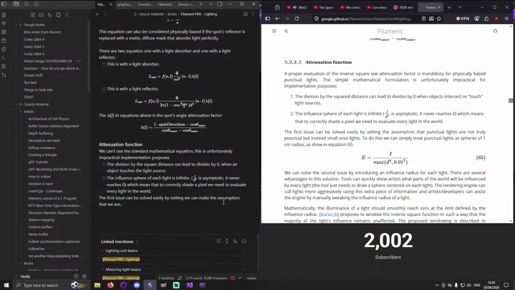The assumption that we... Okay, so have an area light with a small area of 1 cm.